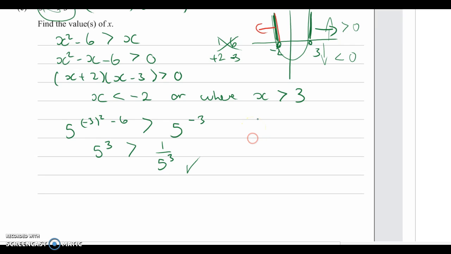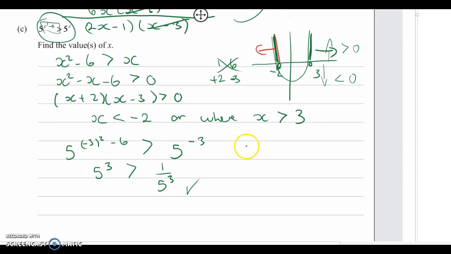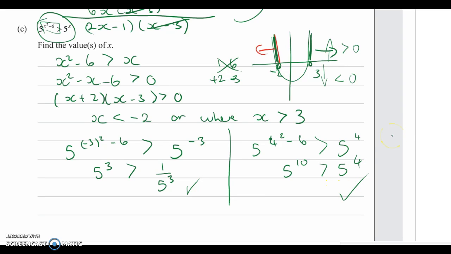And if it was greater than 3, so say 4, let's just check. I would have 5 to the 4 squared minus 6 is greater than 5 to the 4. So 4 squared is 16. Take away 6 is 10. So that's 5 to the power of 10 is greater than 5 to the power of 4. So yes, that does seem to work. So I am happy with my choices there. So those are my answers.